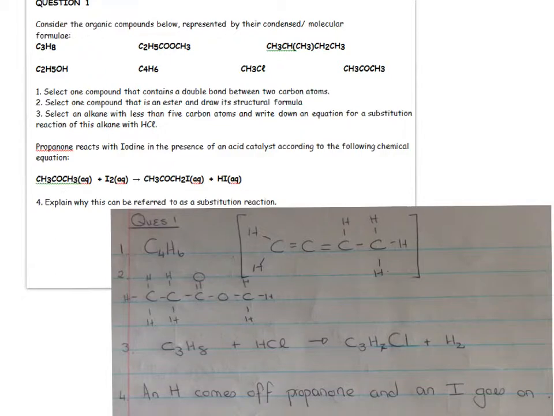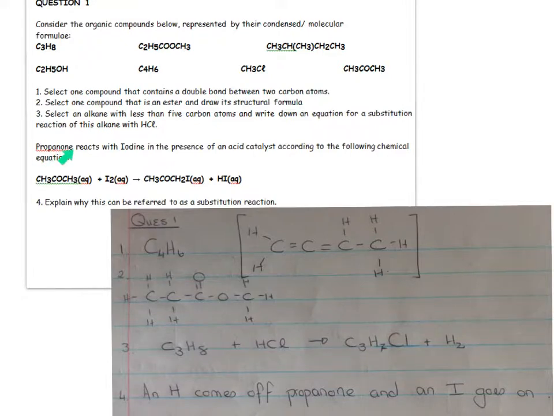Then it says substitute with hydrochloric acid. So when you put the HCl on, a hydrogen will come off and a Cl will go on. So it becomes C3H7Cl. Propanone is a ketone.